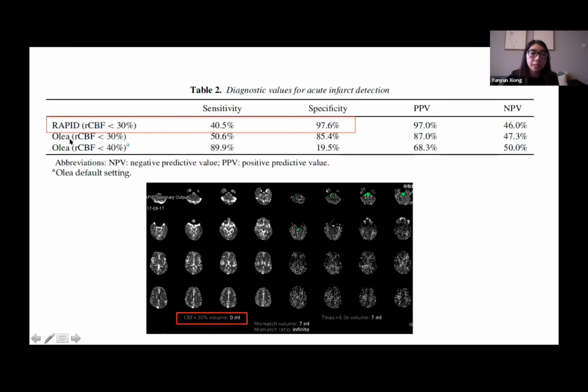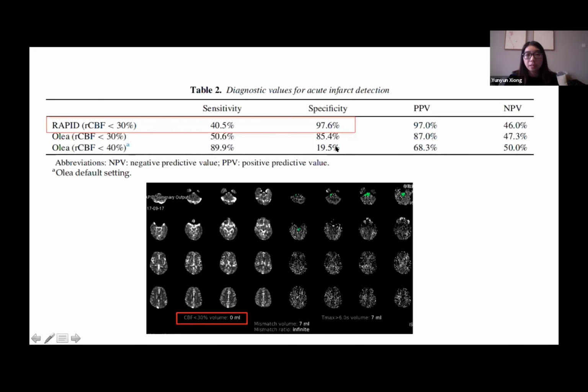So we also manually set an rCBF less than 30% threshold as another criterion for the OLEA core volume. When we compare these two standards, we can see the rCBF less than 30% has a fair sensitivity and a relatively higher specificity. While if we use the default setting, 40% in the OLEA, the sensitivity was very high, reaching up to 90%, and specificity was very low.